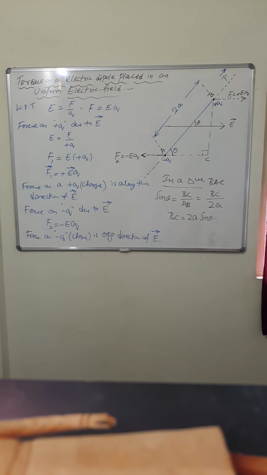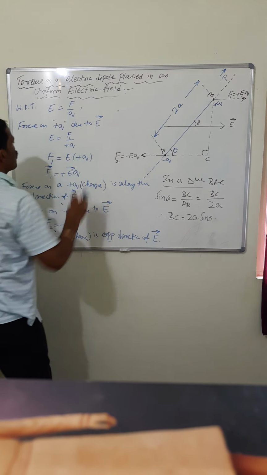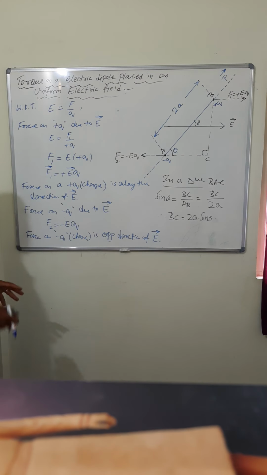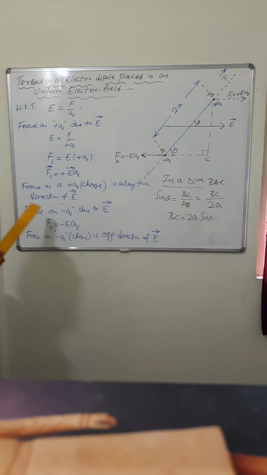We know the definition of electric field. Electric field E is equal to force experienced by a charge, therefore F is equal to E into Q. What is the first step? Force on plus Q due to electric field: force on positive charge, E is equal to F1 by plus Q. Therefore, F1 is equal to E times plus Q, so F1 is equal to plus E into Q.